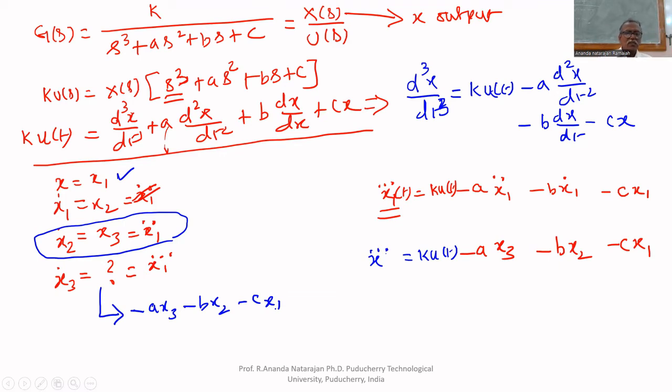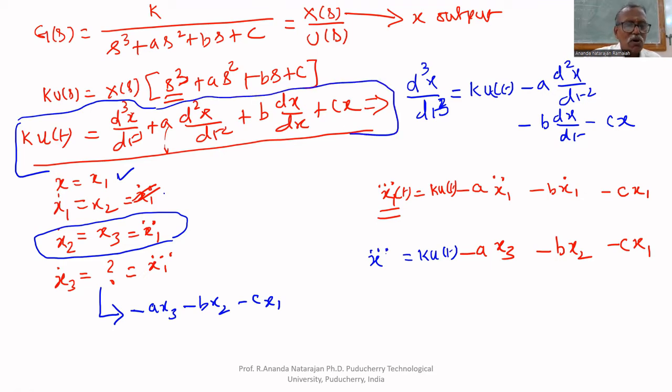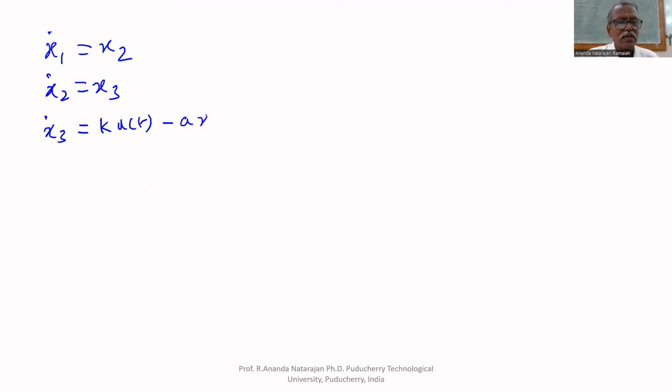So I wrote this third order equation. If you write in time domain, what you are getting is a third order differential equation. Now I broke this into three first order equations. The third order equation is split into three first order equations. What are the three first order equations? X1 dot equal to x2. X2 dot equal to x3. X3 dot equal to k u of t minus a x3 minus b x2 minus c x1.